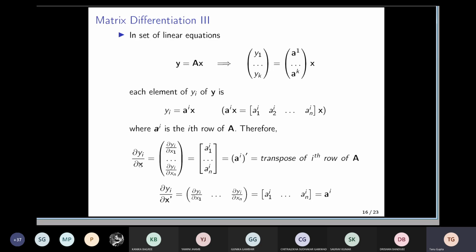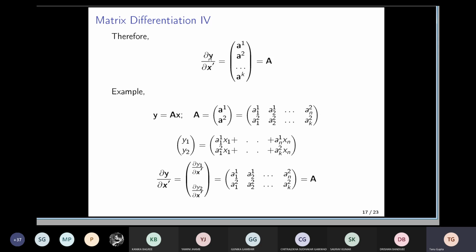So del yi by del x is nothing but ai transpose. Then what will be del y by del x prime? It will be ai, because what I am doing effectively here is differentiating yi with respect to x, but the stacking is happening in a row form. So this is clear, right? Now I'm going to use this, since del yi by del x prime is nothing but ai.